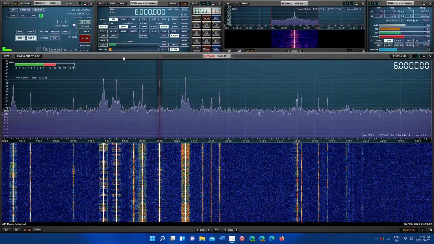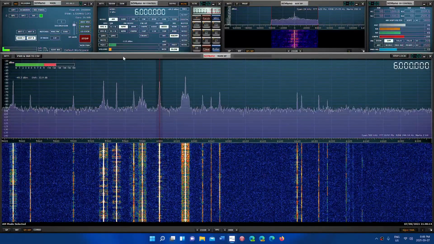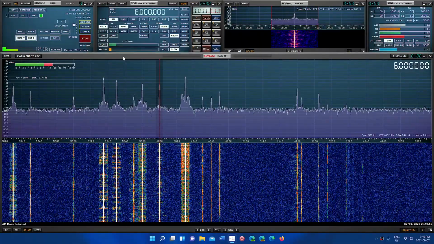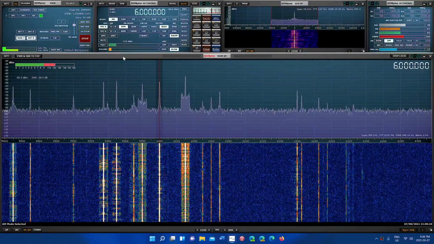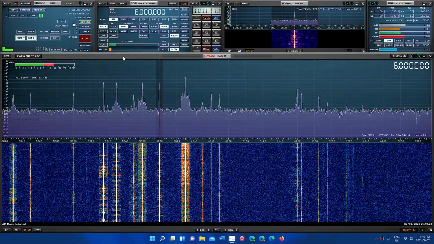And of course, it adds to, once again, the pleasure of not only listening to something, but from time to time being able to look at the screen and see what's around that signal.